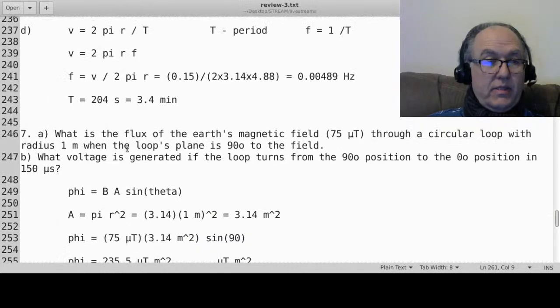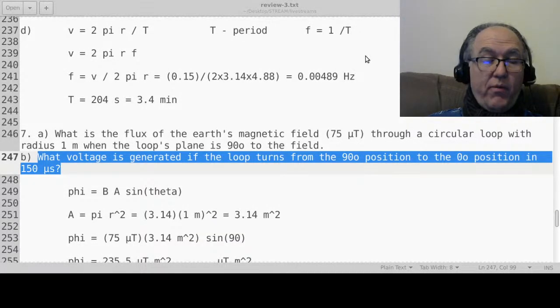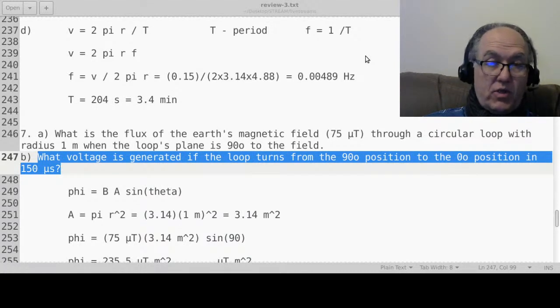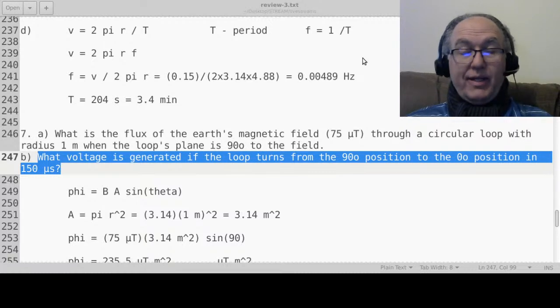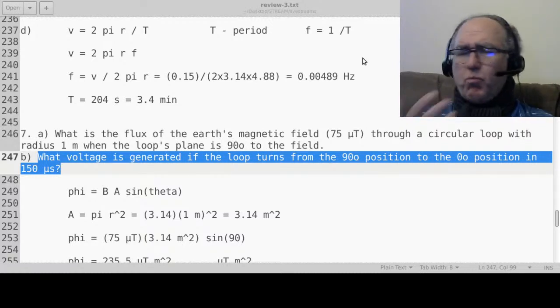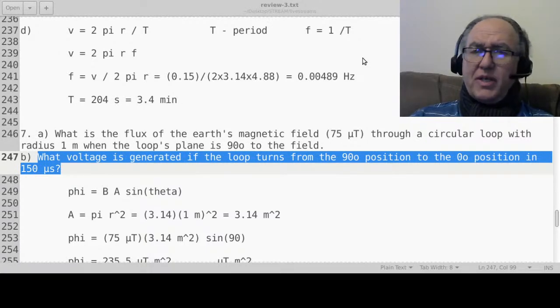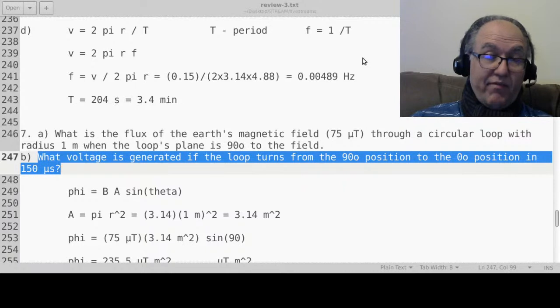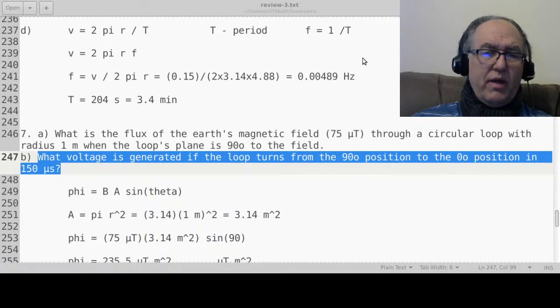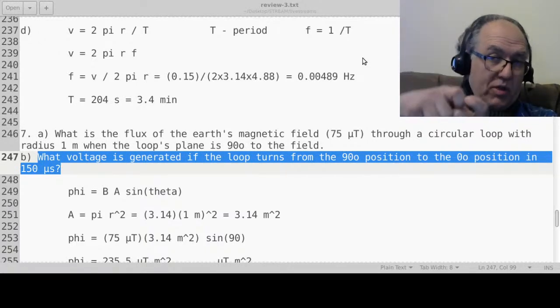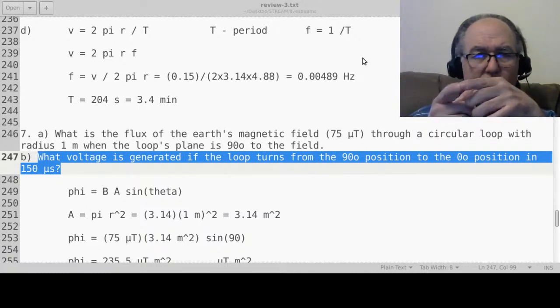So let's read the whole question. What voltage is generated if the loop turns from the 90-degree position to the 0-degree position in 150 microseconds? That's when electricity is generated, and that's how an electric generator works, by changing the flux one way or the other. Either you change the orientation of the loop, which is usually how it's done, or you could change the magnetic field. You can turn on or turn off the magnetic field, but that's hard to do if you're using bar magnets as part of your generator. The other one is you could deform the loop, changing the area. But it makes sense to just rotate the loop.